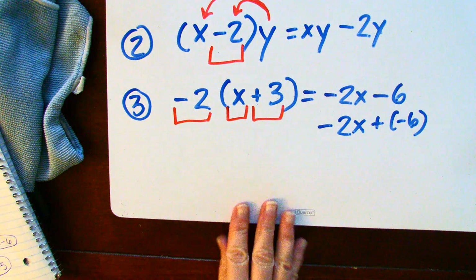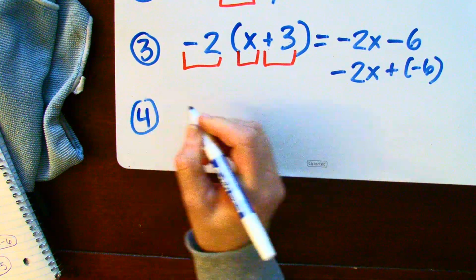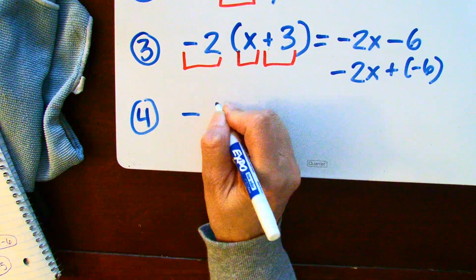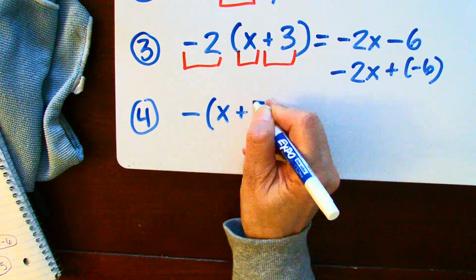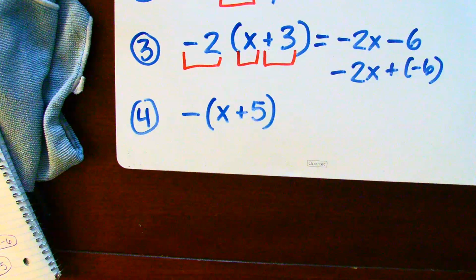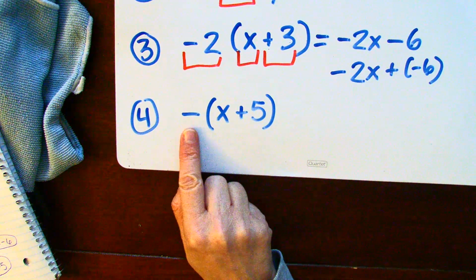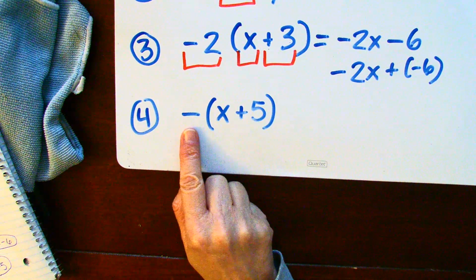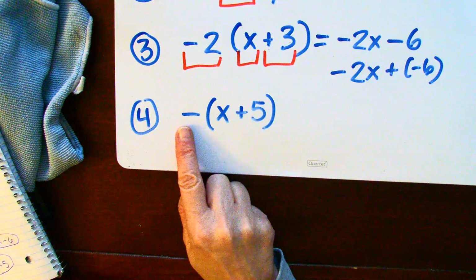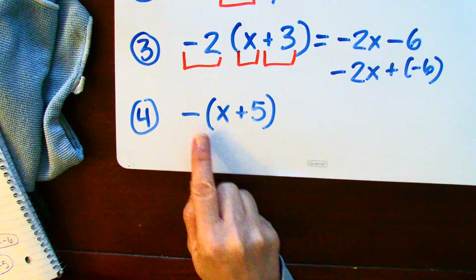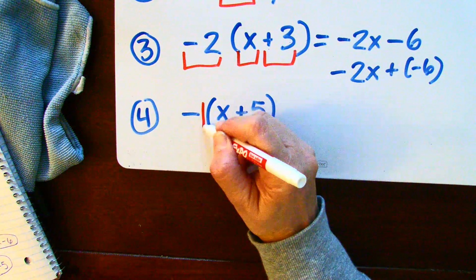Let's look at another example. Here we have a negative times the quantity of x plus 5. Notice we do not have a number associated with this negative symbol. When you see a minus sign or a negative sign in front of the parentheses, you can assume that this is negative 1.